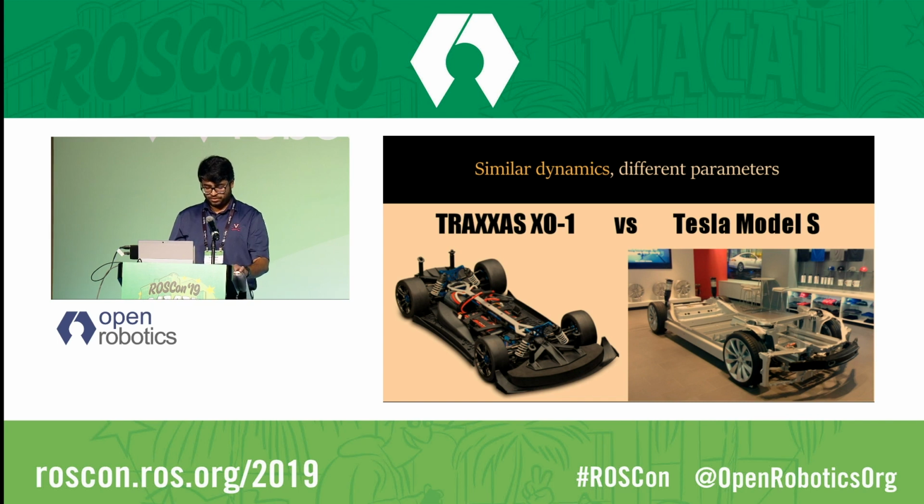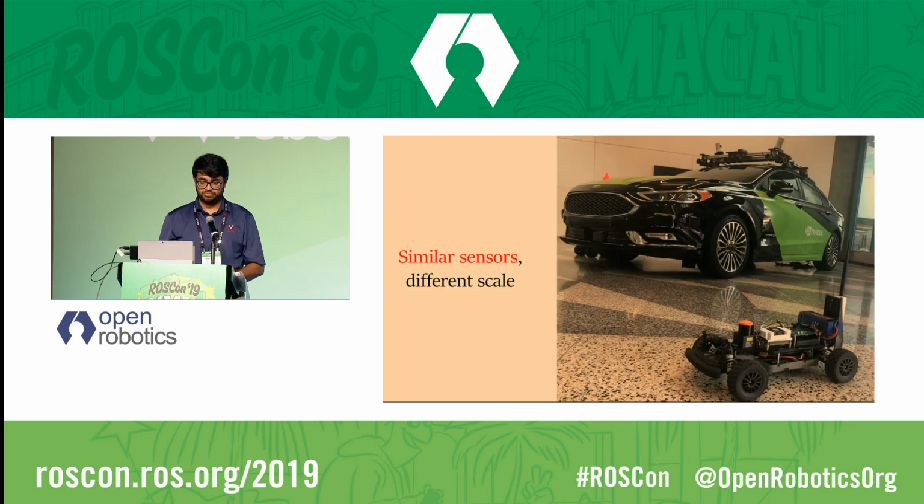A few notes about the F1 10 hardware. When choosing the race car chassis, we emphasize the need for a drivetrain capable of rapid acceleration and fast cornering. The best fit for the project was the RC race car manufacturer chassis. The left half of the slide here shows the chassis similar to the one which we use for the F1 10th, and the right half shows you the chassis used by Tesla for its Model S. The key message here is that these platforms have similar dynamics, just different parameters.